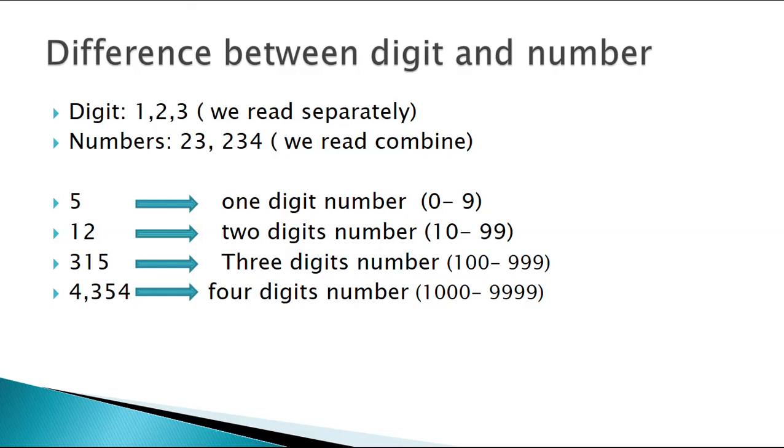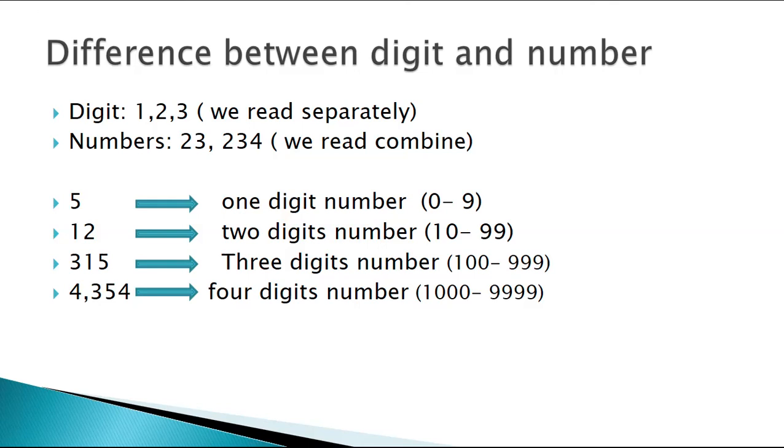5 is a one digit number, from 0 to 9. 0 is the smallest one digit number and 9 is the greatest one digit number. 12 is a two digit number, from 10 to 99. 10 is the smallest two digit number and 99 is the greatest two digit number.